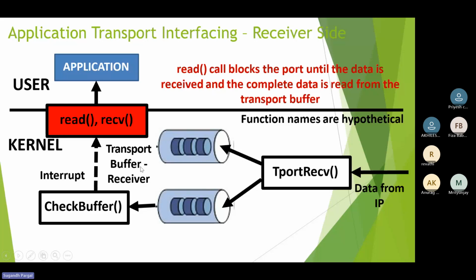If the read call is made at the receiver end to read the data, the receive call gets blocked and blocks the port until the data is received and the complete data is read from the transport buffer. There might be a case that the transport buffer is empty at a certain time when no data is written from the sender side. At that time, the read call also blocks the port at the receiver end until the data is received and the complete data is read finally from the transport buffer.